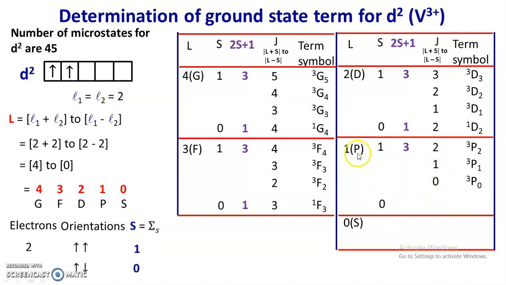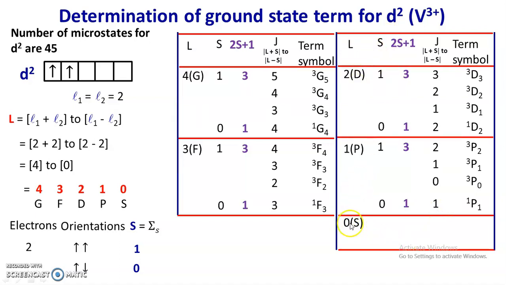Now S is equal to 0 coupled with L is equal to 1. When S is equal to 0, then multiplicity will be 1, that is singlet, and possible J values are L plus S, that is 1 plus 0, that is 1, and 1 minus 0, that is 1. So only one J value is possible, that is 1, and the corresponding term symbol is ¹P₁. So 1 is the multiplicity, and the subscript 1 stands for J value equal to 1.